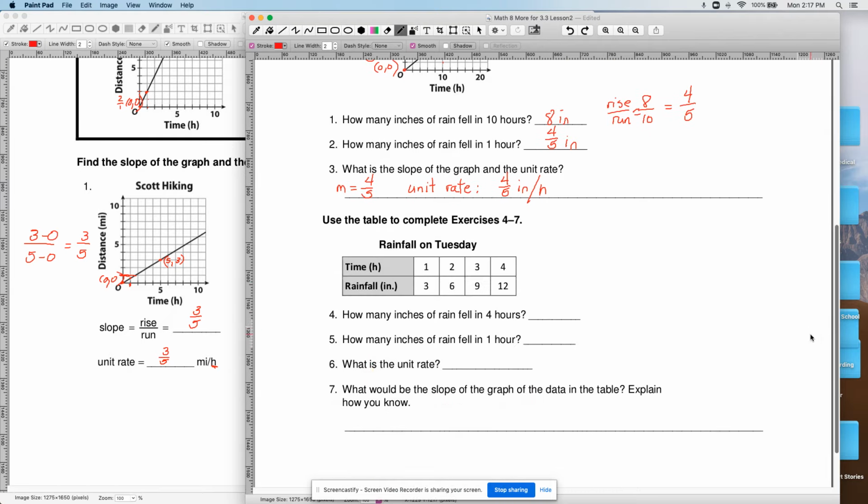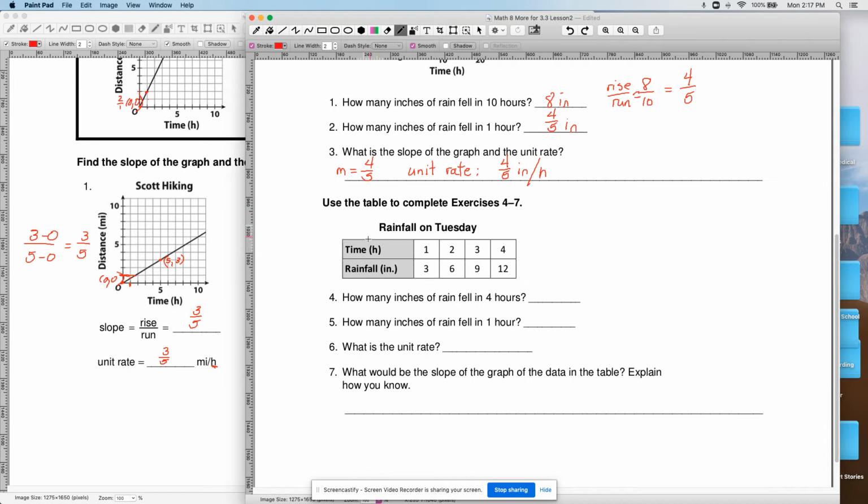Tuesday, they gave us information about rainfall, but it's in a table. So they're asking us how many inches of rain fell in 4 hours. Well, we can see the time here is 4 and 12 inches fell. And if you don't know if this is inches, feet, or whatever, look at your table. It gives you all of the information. And be careful if they tell you that time is in minutes and they're asking you something in hours. That means you need to convert it.